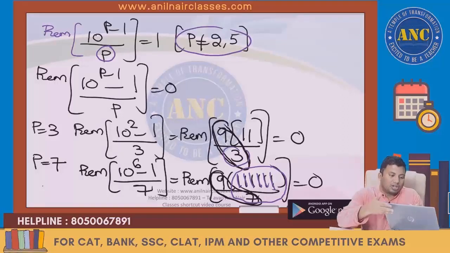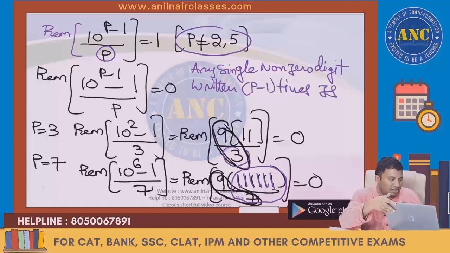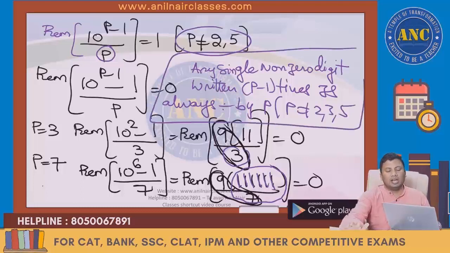Any single non-zero digit, extremely important point, sir. Any single non-zero digit written p minus 1 times is always divisible by p if p is not equivalent to 2, 3 and 5. Please write down: any single non-zero digit written p minus 1 times is always divisible by p, if p is not 2, 3, 5. 9 is not divisible by 7, but 6 nines are divisible by 7.